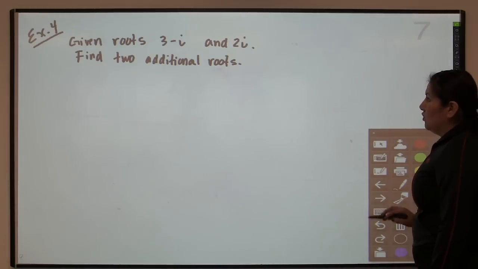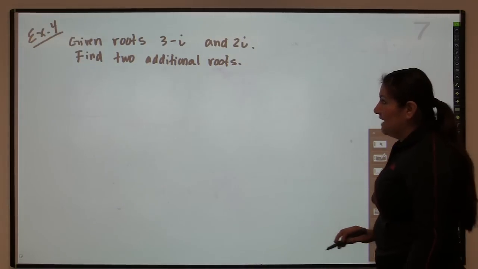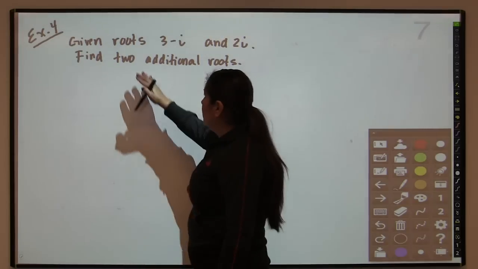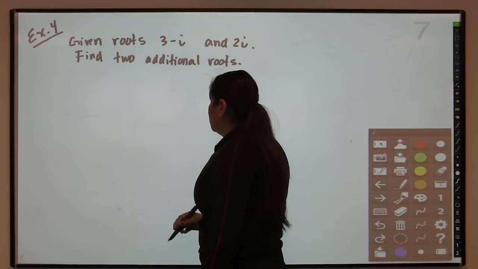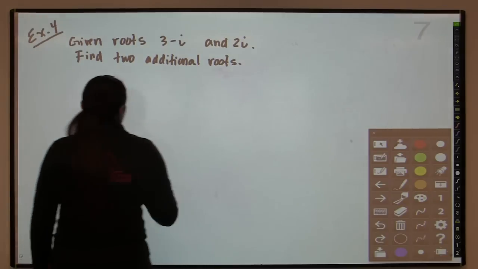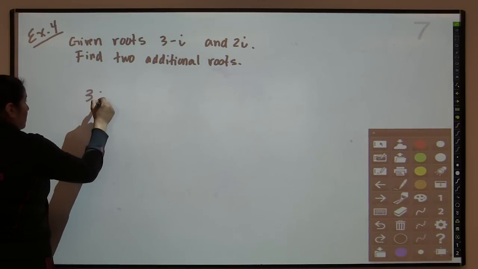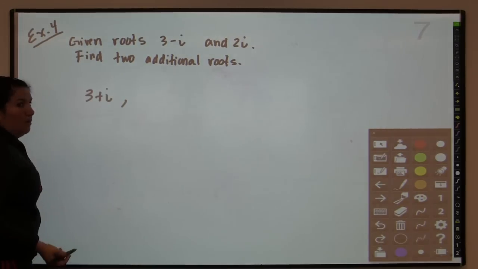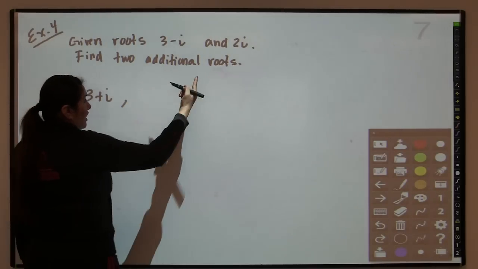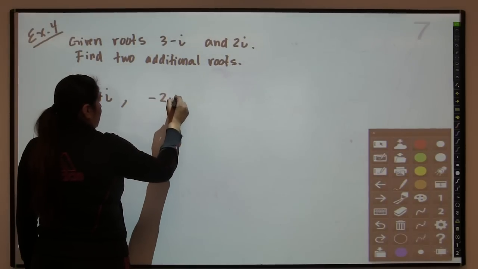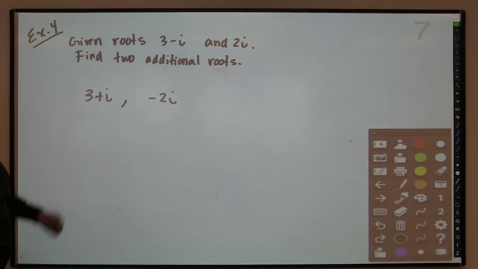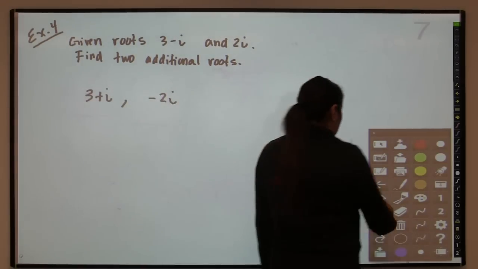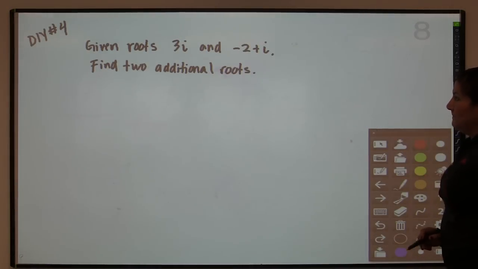And then I have one for you that is the imaginary case. Again, very similar. In this case, the given roots are 3 minus i and 2i, and it wants you to find 2 additional roots. Well, the conjugate of 3 minus i is 3 plus i. So that is the other root. And the conjugate of 2i is negative 2i. So there you go. It's not that hard. Those are the 2 additional roots for this example. And so I would like for you to try that little guy, finding 2 additional roots.